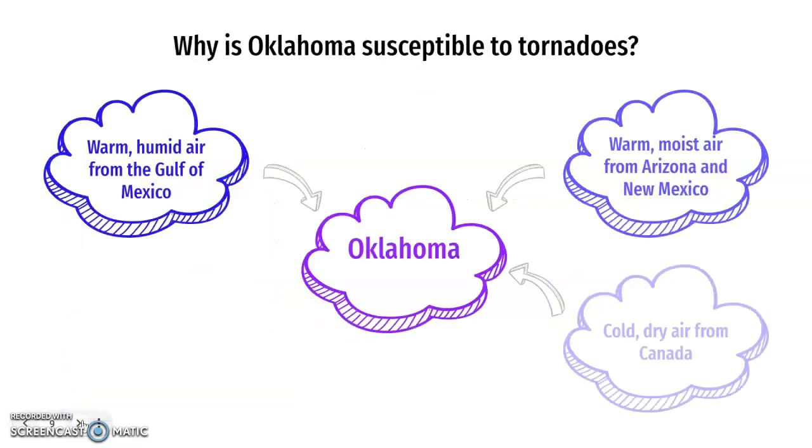So why is Oklahoma susceptible to tornadoes in relation to air masses? Well, Oklahoma is in the center of our continent, and so it's getting a lot of the warm, humid air from the Gulf of Mexico, the warm, moist air from Arizona and New Mexico, and then cold, dry air from Canada. And the collision of all of these air masses produces the cyclones.